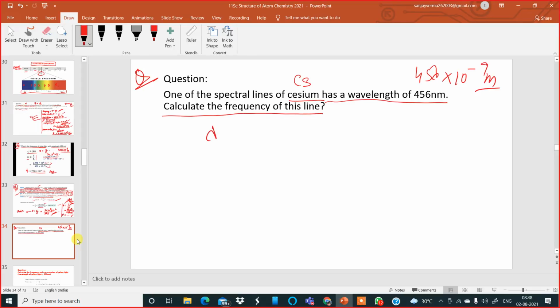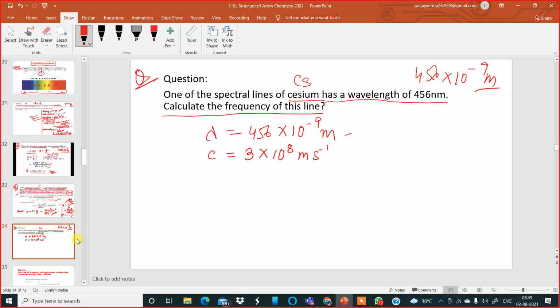So the wavelength is given over here. What is the wavelength given? 456 nanometer, which means 456 into 10 to the power of minus 9 meter. Are you getting it? Now for this you have to use the speed of light, that is c. The speed of light is 3 into 10 to the power of 8 meter per second.